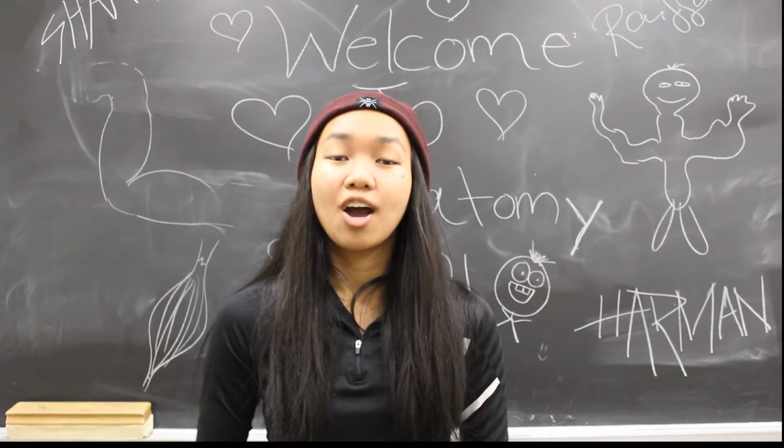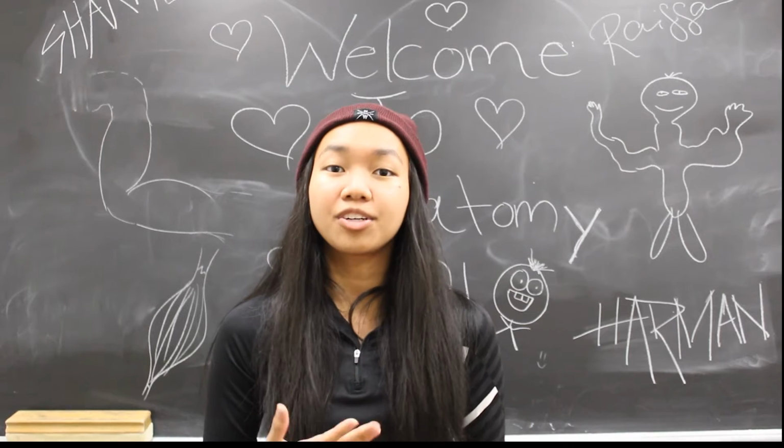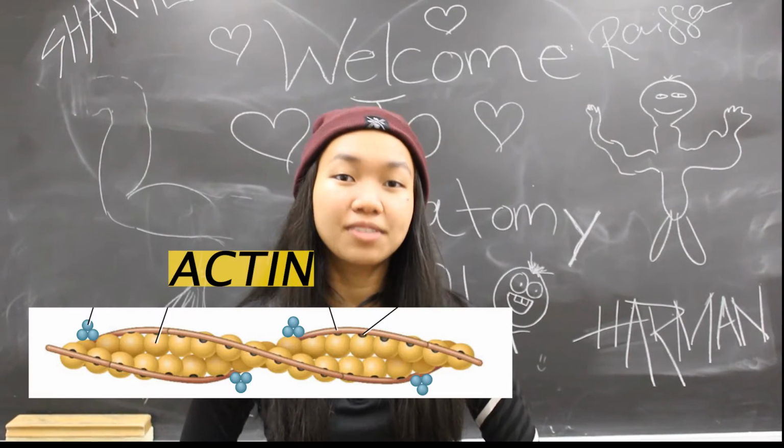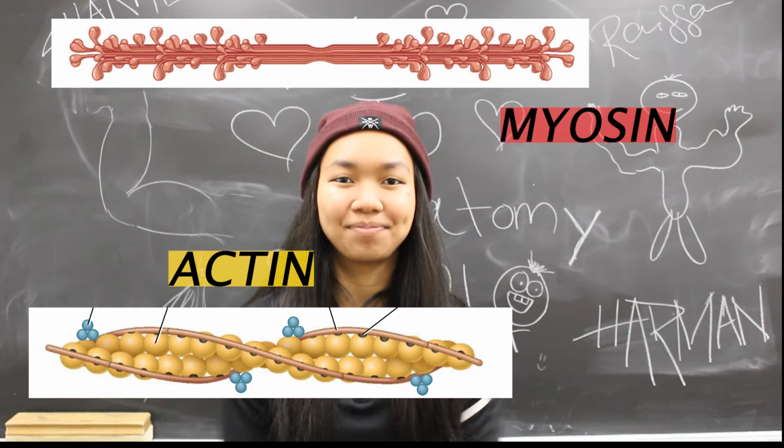That's it. It finally clicked. And you are about to understand the sliding filament theory of contraction, my friend. The sliding filament mechanism of a contraction, also known as the sliding filament theory of contraction, is when a muscle contracts and the thin filaments of a sarcomere, actin, slide over thick filaments, myosin.